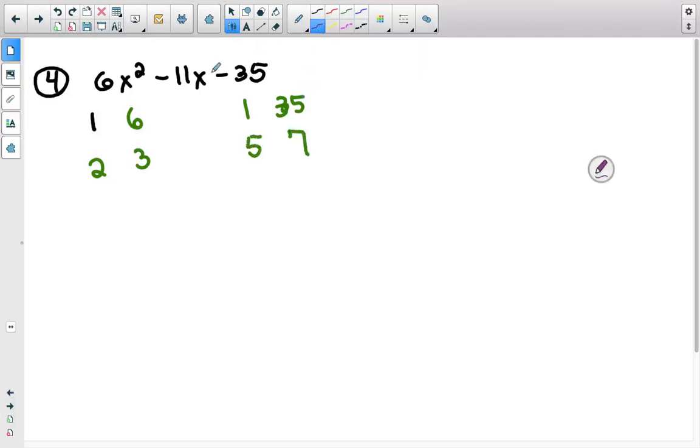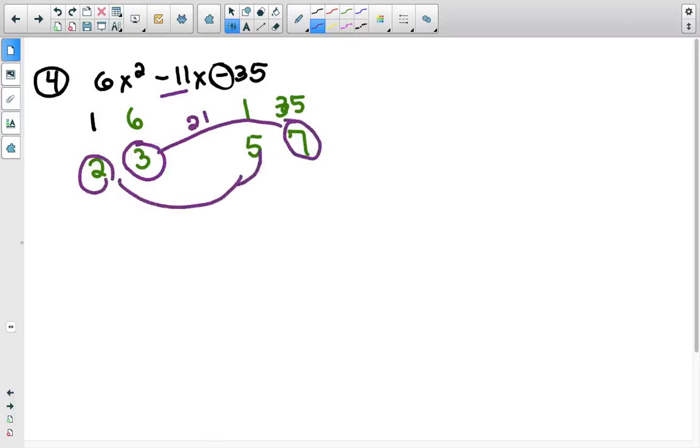With my products, I'm going to subtract them to get negative 11. Let's see, 15 minus 4, no, that won't do it. 42 and 5, no. Oh, wait, how about 3 times 7 is 21, and 2 times 5 is 10, right? Now, do I want 21 minus 10, or do I want 10 minus 21? Well, I want negative 11. So I want a negative 21, sorry about that, and a positive 10. That would get me a negative 11.